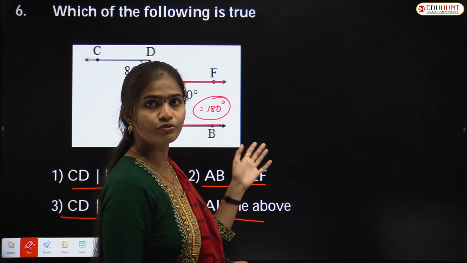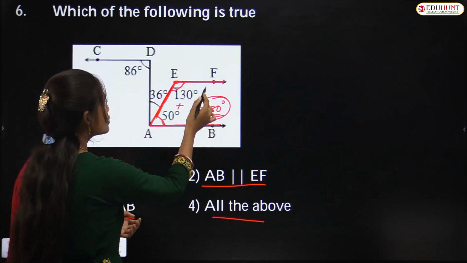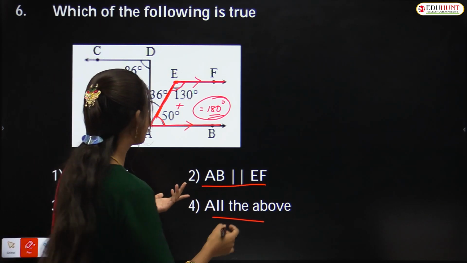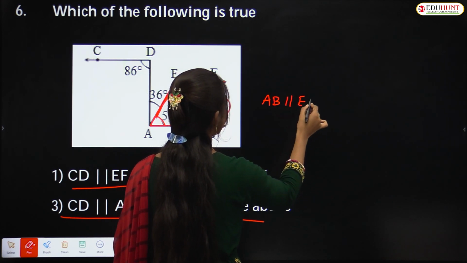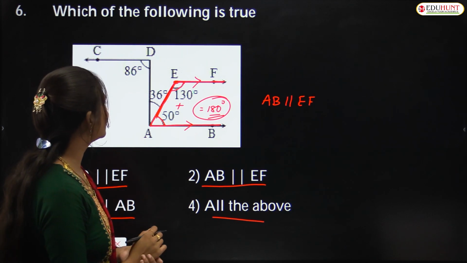Okay, now we have to go for that condition. The sum of these two angles is equal to 180, so we can say that these two lines are parallel. Which two lines? Those two. So AB is parallel to EF. So we got one of the conditions. Okay, let us go for another condition.